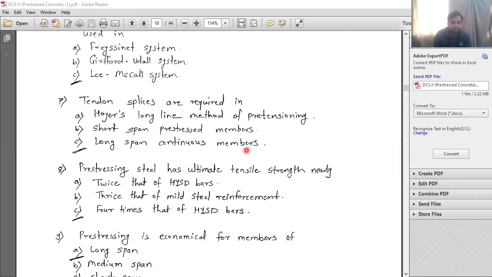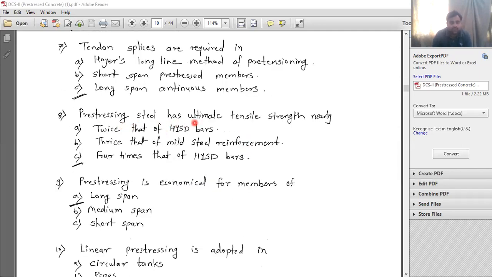Next is prestressing steel has ultimate tensile strength nearly twice that of HYSD bars, thrice that of mild steel reinforcement, or 4 times that of HYSD bars. The answer is 4 times that of HYSD bars. Whatever steel we use, we apply the prestressing force and prestress that steel member. So it has 4 times more strength than HYSD bars. So remember this 4 times.